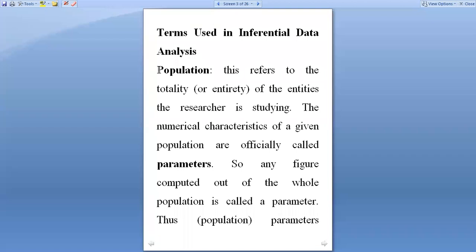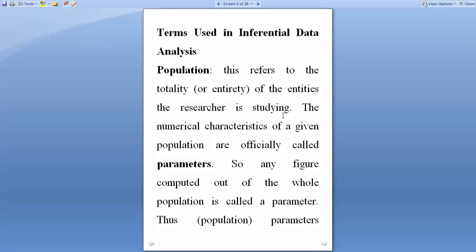Let me give an example. If you are studying about households in Kampala, the total population of your study is all the households in Kampala. If you are studying about students in Kampala International University, your population is all the students in Kampala International University. The totality of all students in Kampala International University.